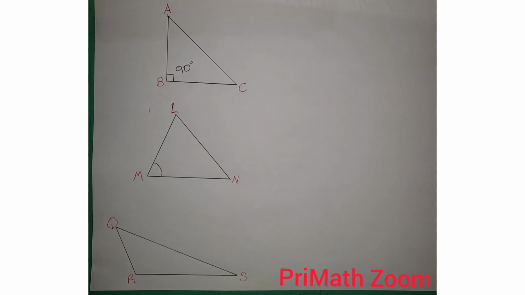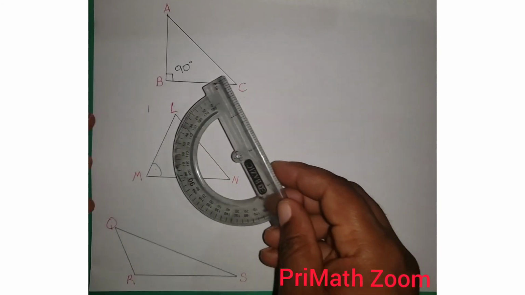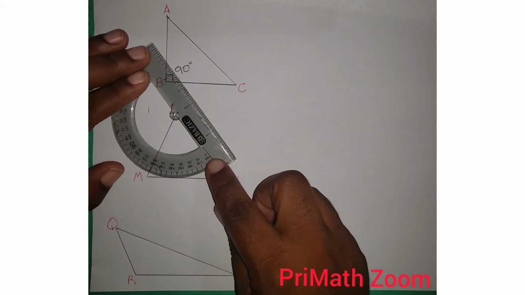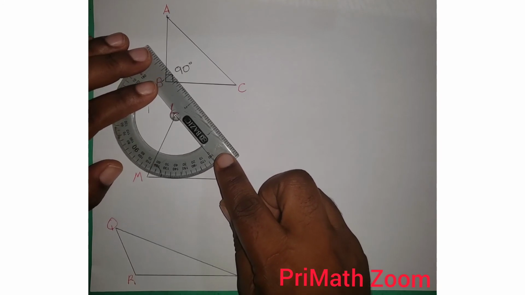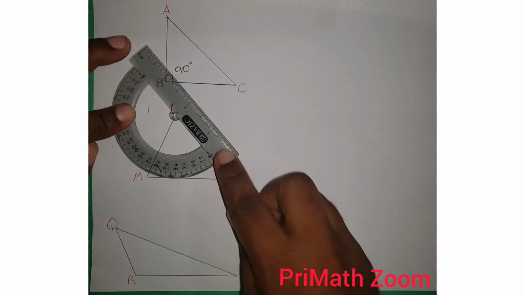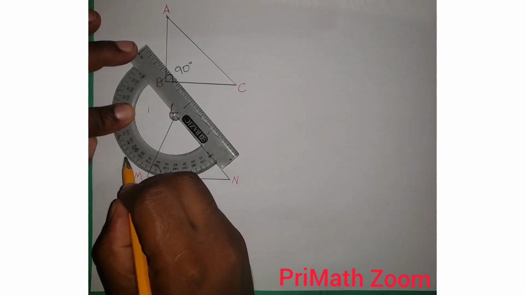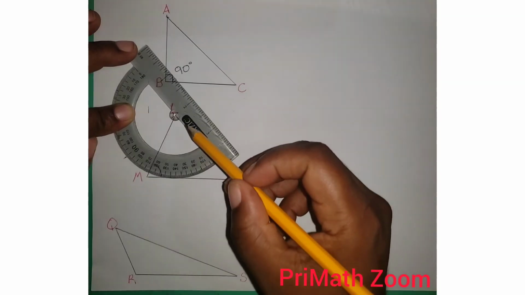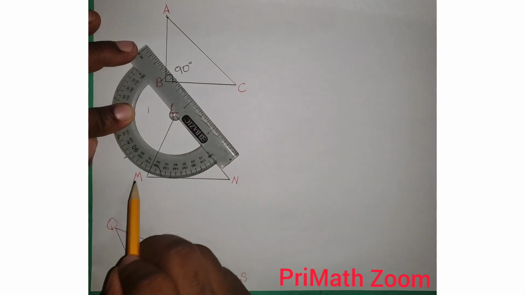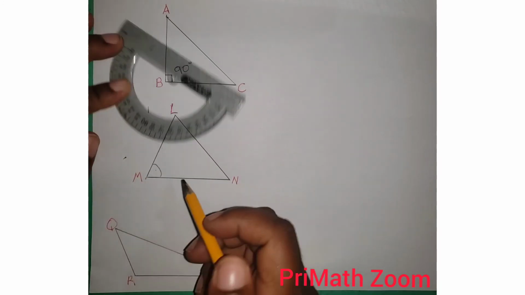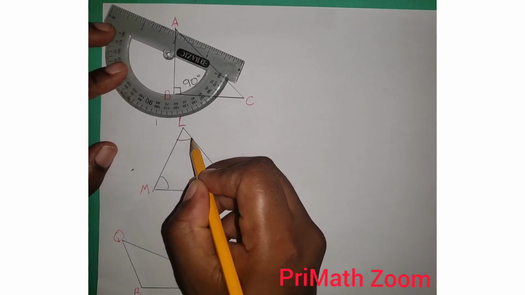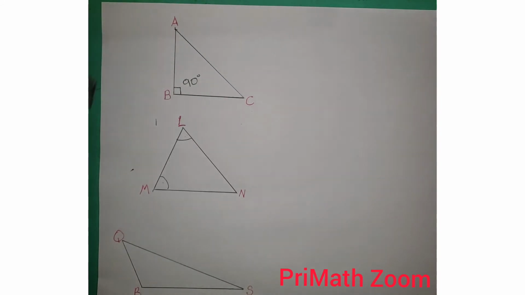But let's try another angle. So let us put our protractor right here on the line. This is our 90 degrees. Shows that this angle here is less than 90 degrees again. So here, this angle is also not 90 degrees.